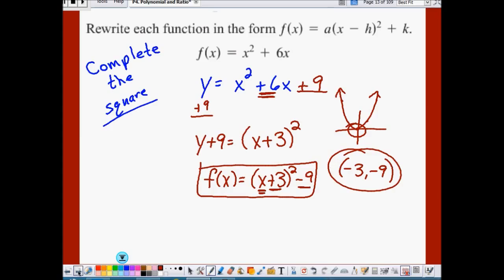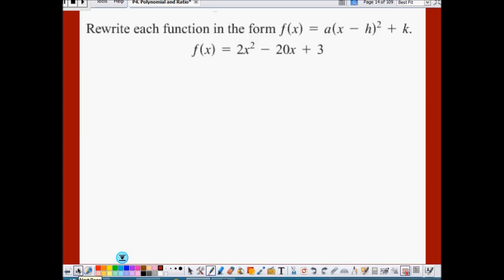Moving on. Same thing, rewrite each function in the form, well, in transformation form. Here's what makes this one a little bit tough. If you've got a number out front, a number in front of x squared, it's a little bit hard.